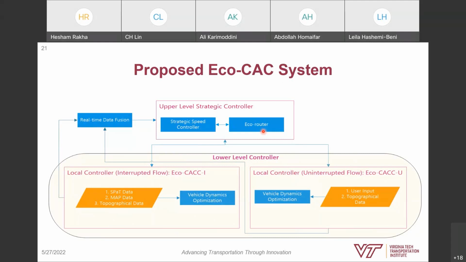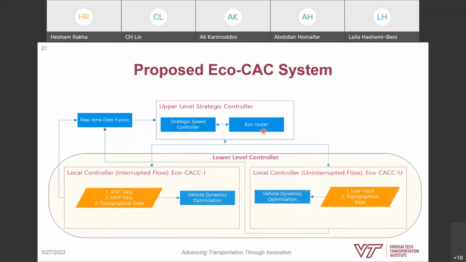Alternatively, I could be controlling the speed of the traffic. By controlling the speed of the traffic using the fundamental diagram, we're actually reducing the flow of traffic entering into this congested region. So we can be controlling the flow entering by controlling the speed of these connected automated vehicles. And that's what we're doing at the upper strategic controller. At the lower level controller, we're actually controlling the dynamics of this vehicle.